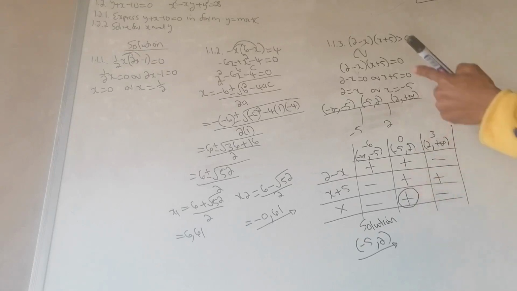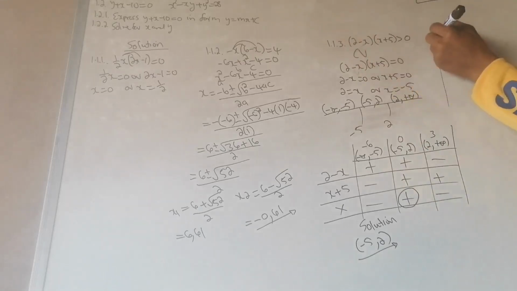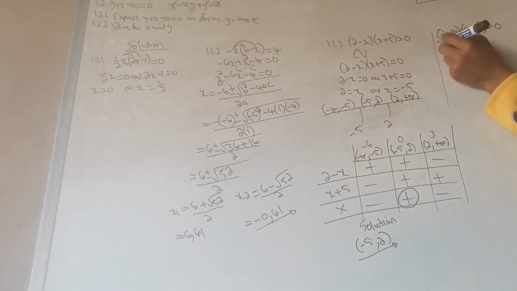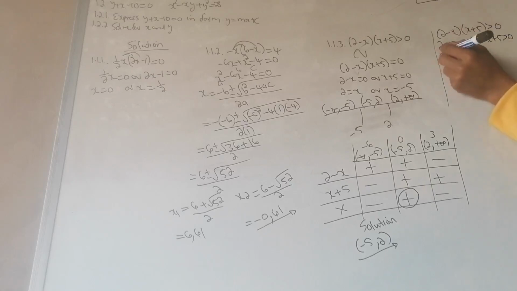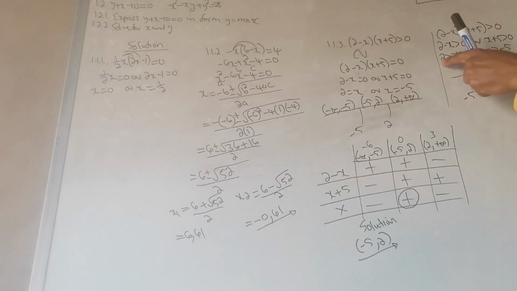When you are here, your teacher might say you have 2 minus x and x plus 5 that is bigger than 0. Your teacher will say 2 minus x is bigger than 0, or x plus 5 is bigger than 0. Your teacher will say 2 is bigger than x, or x is bigger than minus 5. You will draw up a line for minus 5 and 2, and then you will say the values of x that are less than 2.